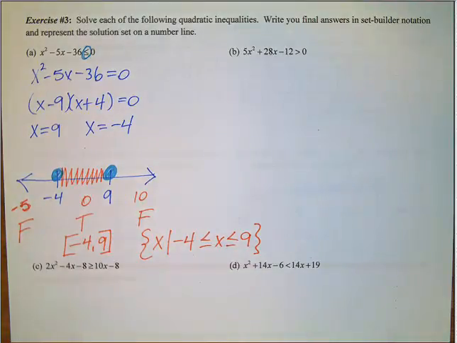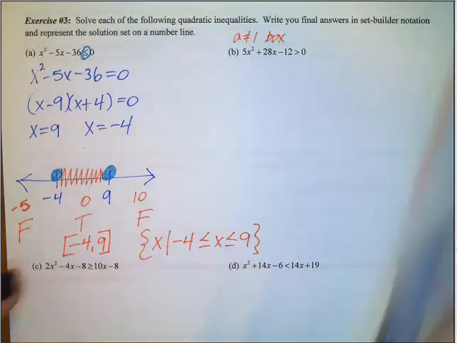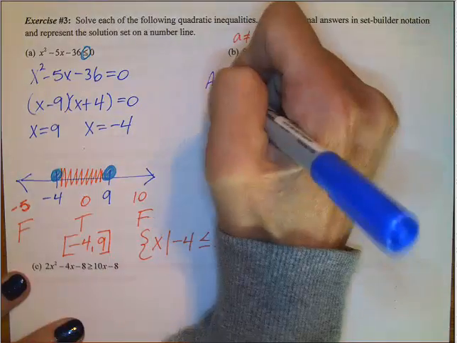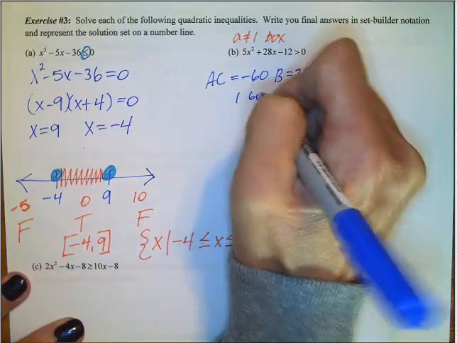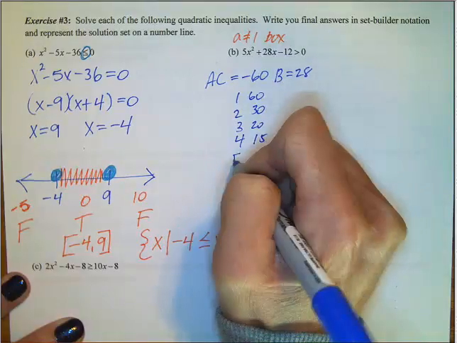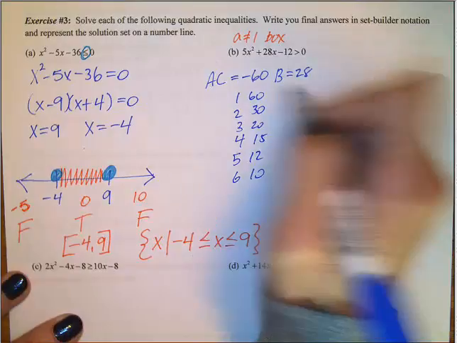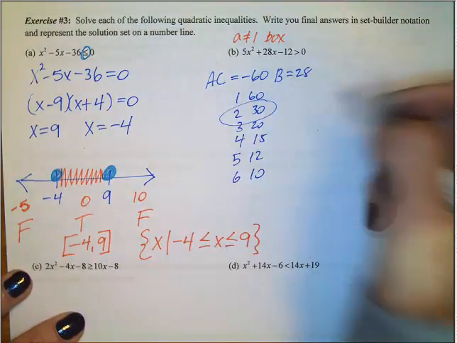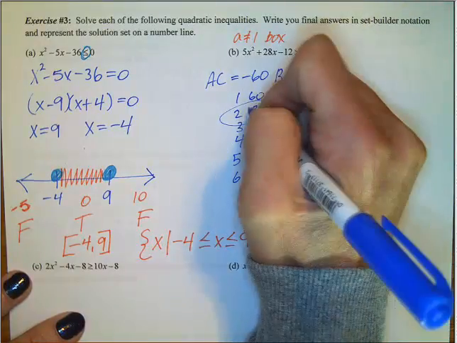So let's try letter B. It's going to be a little bit harder because A does not equal 1, so we have to use our box method. So AC is negative 60 and B is 28. So 1 and 60, 2 and 30, 3 and 20, 4 and 15, 5 and 12, 6 and 10, and that's it. Which ones? Our signs are different, so we're subtracting. Subtract to give you 28. So we have a positive 30 and a negative 2.